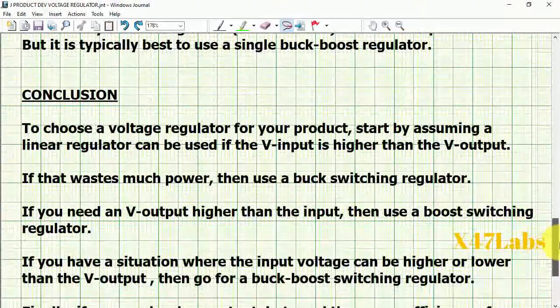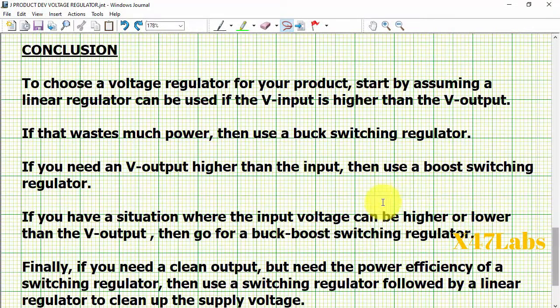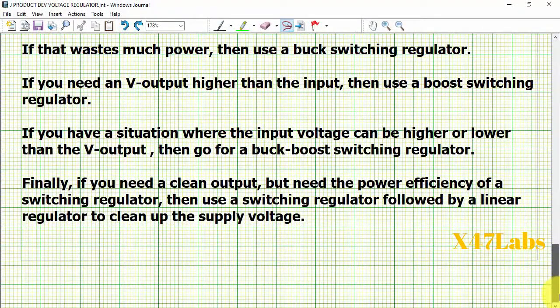Conclusion: to choose a voltage regulator for your product, start by assuming a linear regulator can be used if the Vin is higher than the Vout. If that wastes too much power, then use a buck switching regulator. If you need a Vout higher than the input, then use a boost switching regulator. If you have a situation where the input voltage can be higher or lower than the Vout, then go for a buck boost switching regulator. Finally, if you need a clean output, but need the power efficiency of a switching regulator, then use a switching regulator followed by a linear regulator to clean up the supply voltage.